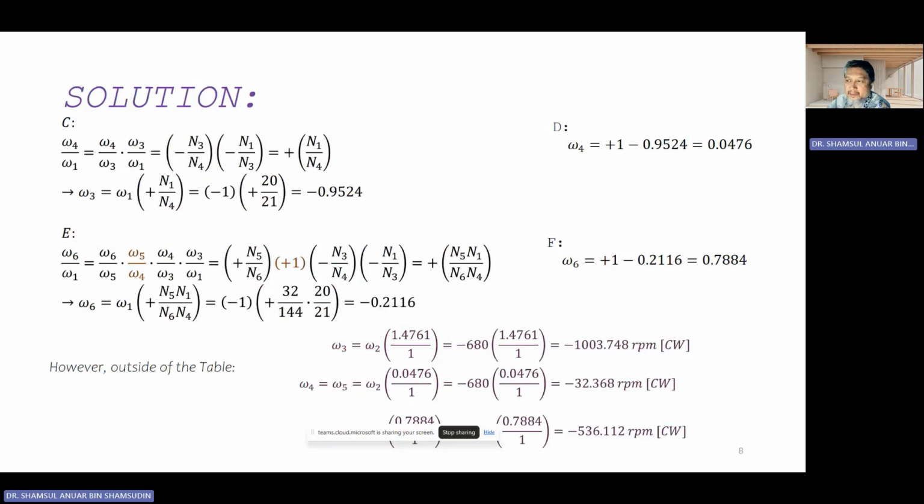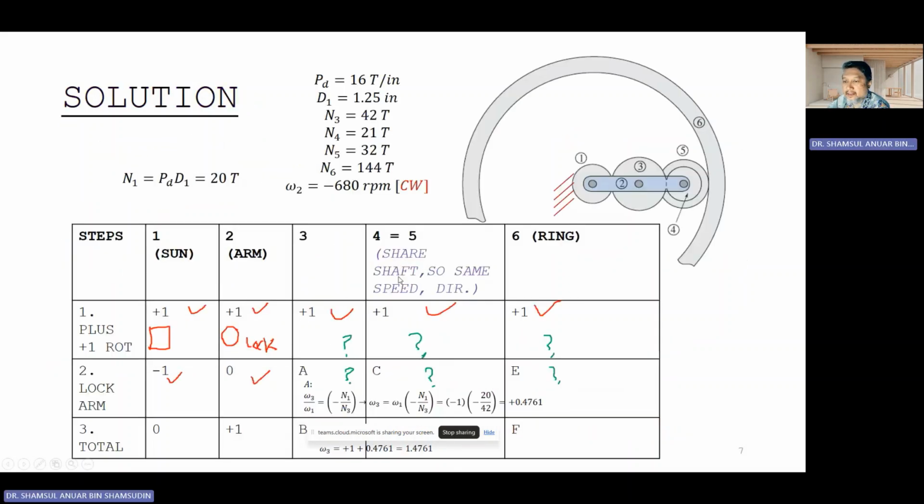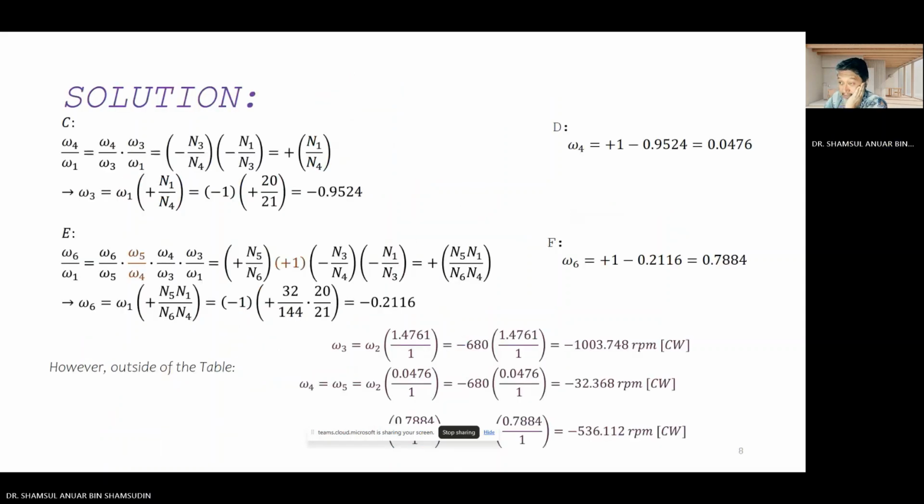You pretty much do the same thing for the other gears, this gear, C and also E. E is the ring gear. And omega-4 is equal to omega-5 because 4 and 5 share the same shaft, so they will have the same angular velocity. Okay, so you can try to follow this.